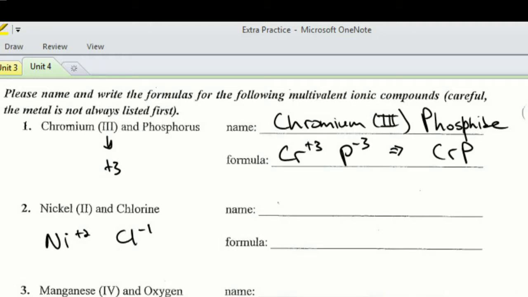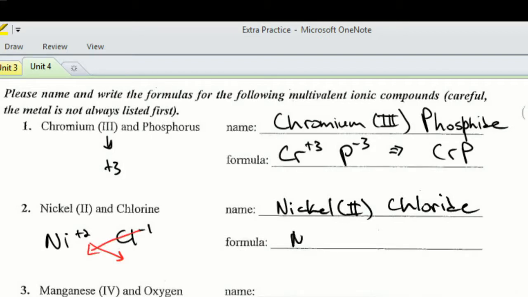So nickel, nickel(II), and then chlorine changes to chloride. If I crisscross my charges, bring the 2 down, bring the 1 down, I end up with Ni with a 1 next to it, which I won't indicate, and Cl with a 2. That is nickel(II) chloride. That's what it looks like.